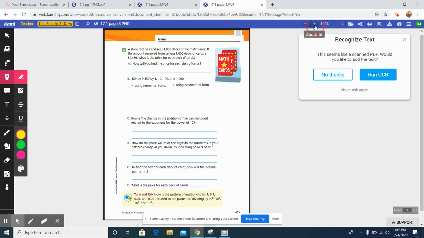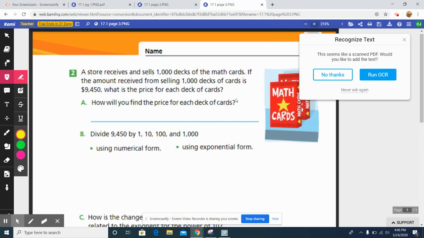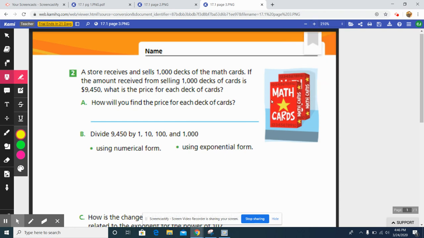If I can't see, here we go. Okay. A store receives and sells 1,000 decks of the math cards. If the amount received from selling 1,000 decks of cards is $9,450, what is the price for each deck of cards? So we want to find out.